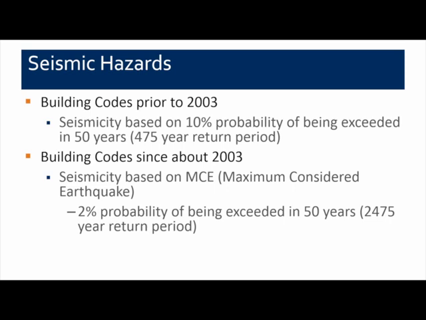Since about 2003, building codes have changed their definition of seismicity, and now use a seismicity which is based on what's called the maximum considered earthquake, or the MCE, and this is represented as a 2% probability of being exceeded in 50 years, or the 2,475-year return period earthquake. So there has been a huge change in how seismic hazards are defined in the United States in the last 10 or 15 years. And the reason for this is the expectation that large earthquakes on the East Coast were not properly considered with a lower probability or a lower return period earthquakes.